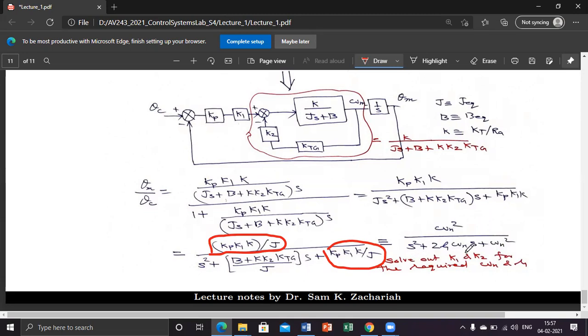Here zeta is the damping factor for a second order dynamic system, omega n is the undamped natural frequency, radian per second, and S is the Laplace operator. By equating the coefficients of equal powers of S, you get two equations. B plus K K2 KTG by J equals 2 zeta omega n, and Kp K1 K by J equals omega n square. Two equations and two unknowns. You can easily solve out K1 and K2 for a required value of omega n and zeta.